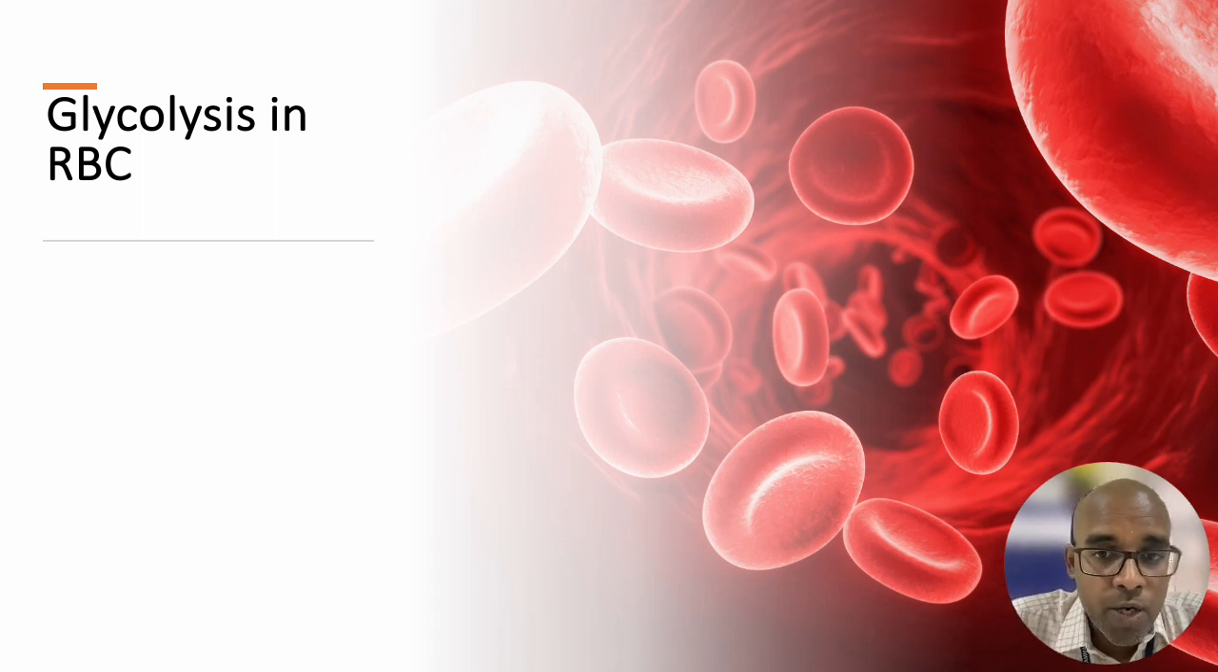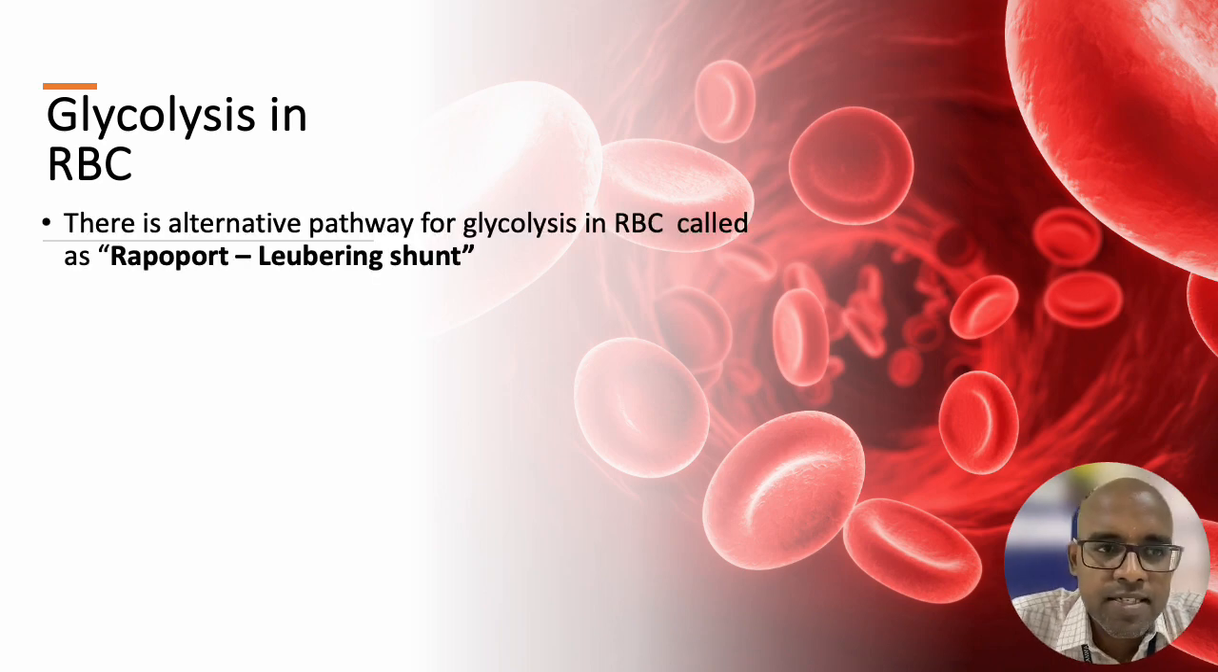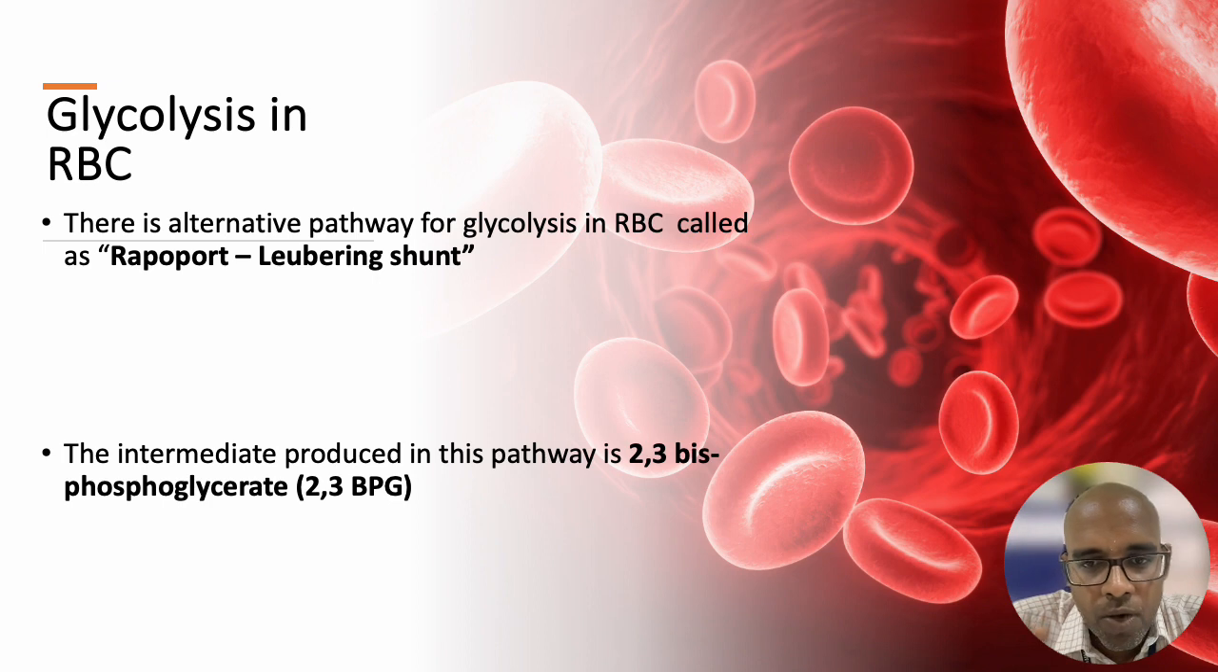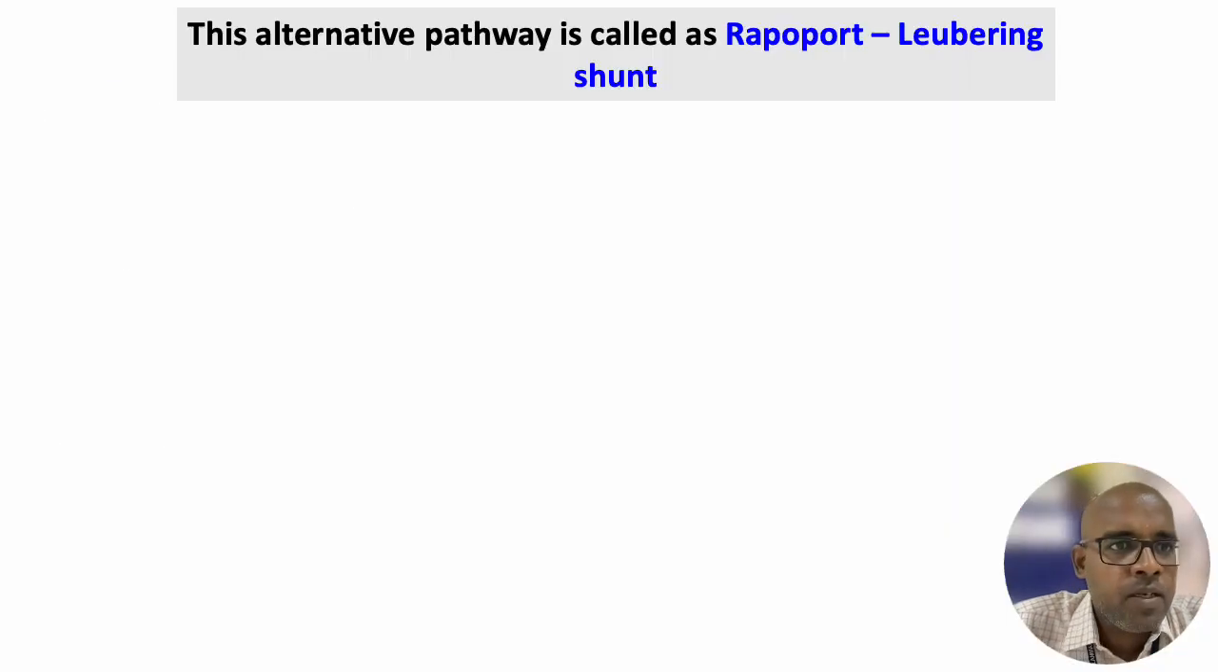There is one more important difference in glycolysis in RBC, red blood cells. There is an alternative pathway for glycolysis in RBC which is called the Rapoport-Luebering shunt. And there is one important product that is derived from this shunt, which is called 2,3-bisphosphoglycerate, which is also known as 2,3-BPG. So what is this pathway about?